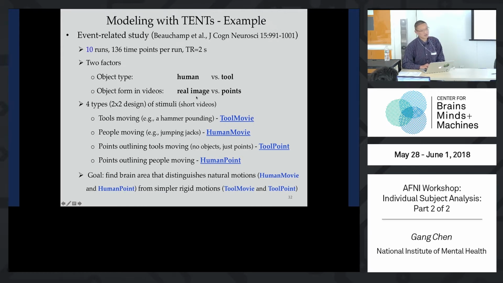Another way is that for both human and tools, the video can be a real image versus a descriptive image, like different dots to show that it's a human or a tool. So that's a 2x2 design, right? 2x2 is 4 different combinations. So basically, we have 4 tasks. The subject in the scanner will view those 4 types of images, then each is probably repeated many times.